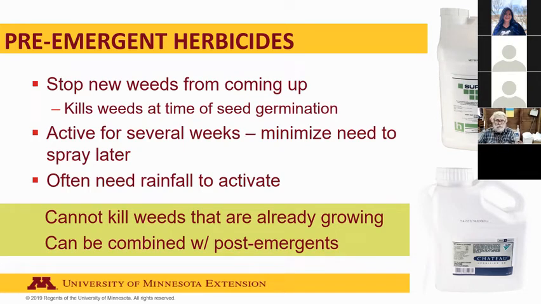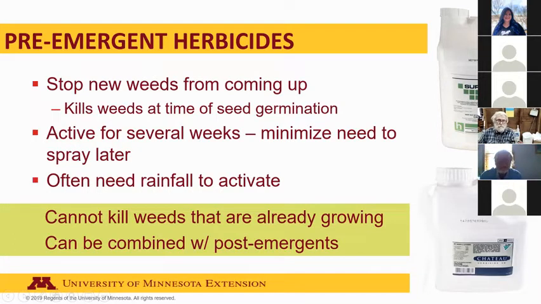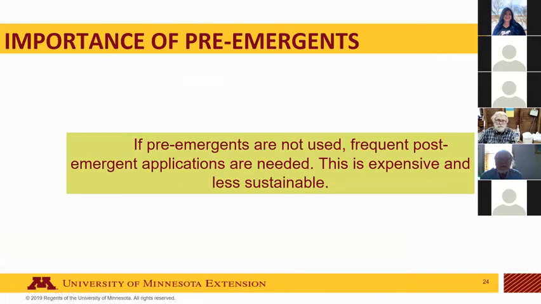So these cannot typically kill weeds that are already growing, unless it's a pre-emergent herbicide that is in a tank mix with a post-emergent. It can be combined in the tank with post-emergents. In general, just look at the label and see if there's any mixing restrictions, because not all herbicides are compatible in a tank with others. They don't all play well together, but in general, we can combine pre and post-emergents in a tank and just do one application. If pre-emergents are not used, we usually see people making frequent post-emergent applications, and it's expensive and less economically sustainable.